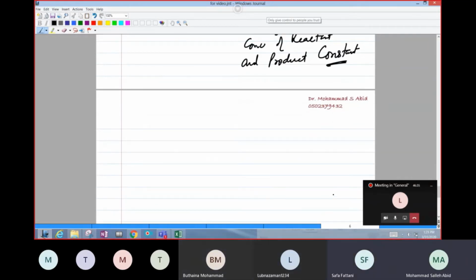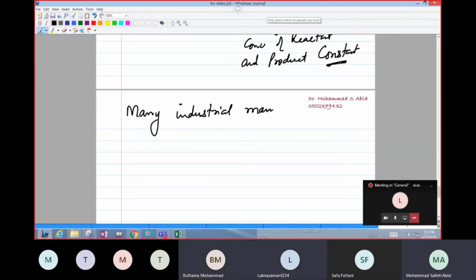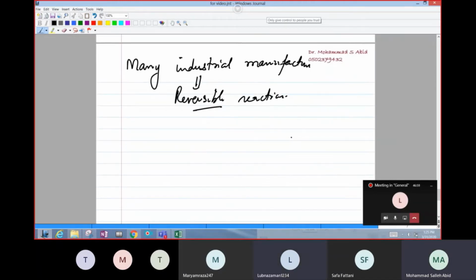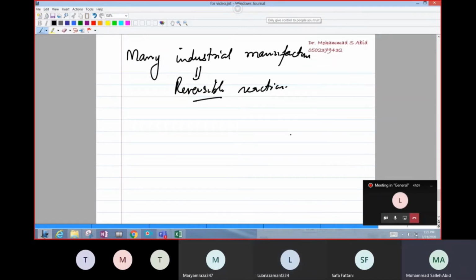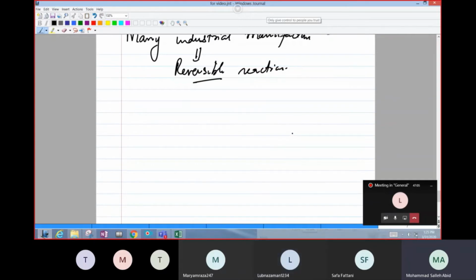Now, how does it affect us? It affects us because there are many industrial manufacturing processes where reversible reactions are involved. So what happens is they are utilizing the resources, but the amount of the product is not increasing.